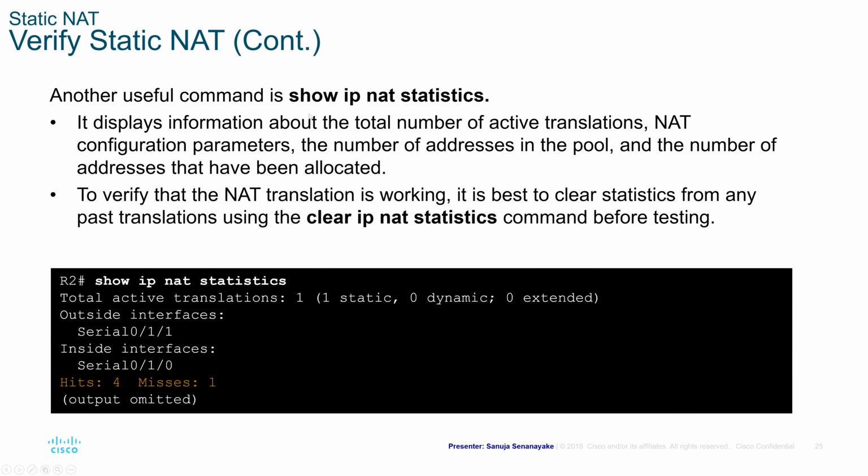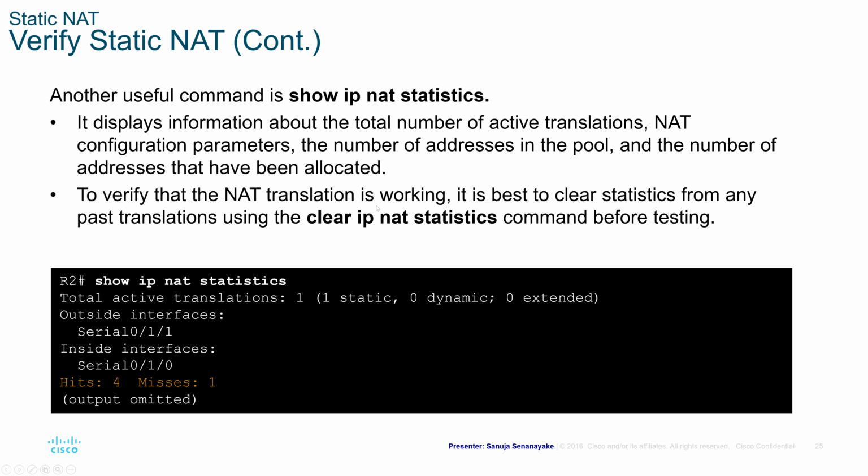Another useful command is show ip nat statistics. It displays information about the total number of active translations, NAT configuration parameters, the number of addresses in the pool, and the number of addresses that have been allocated.